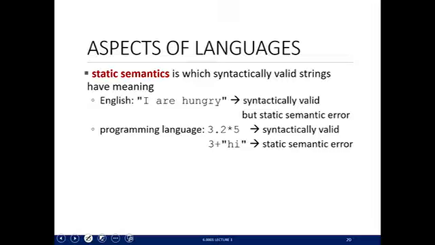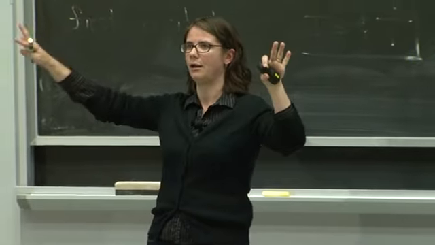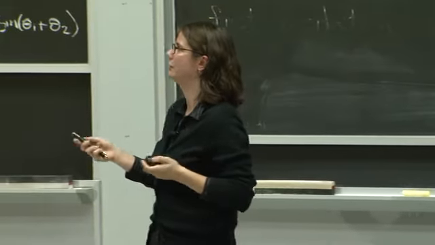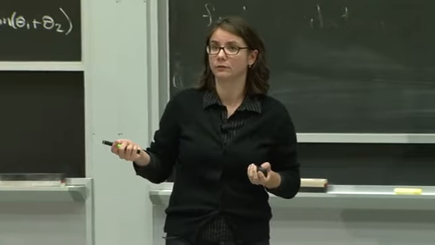Similarly, in programming languages, and you'll get the hang of this the more you do it, something like this, 3.2 times 5 is okay. But what does it mean, right? What's the meaning to have a word added to a number? There's no meaning behind that, right? Its syntax is okay because you have operator, operand, operator, but it doesn't really make sense to add a number to a word, for example. Okay.